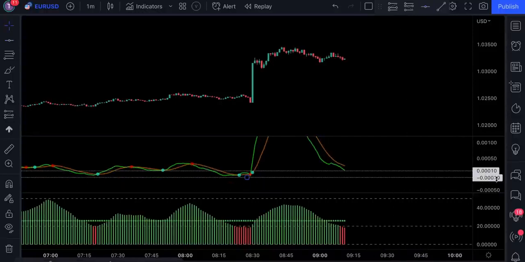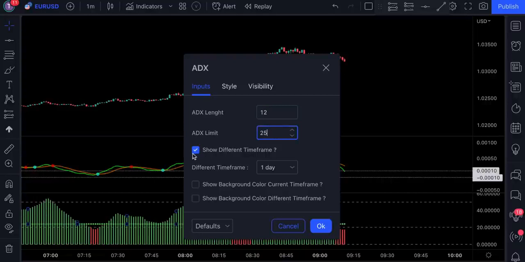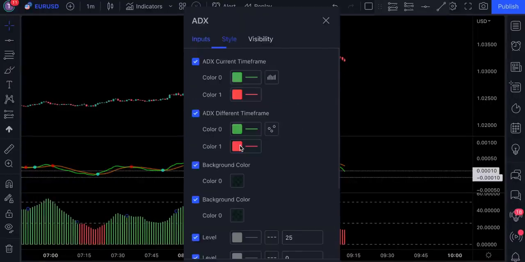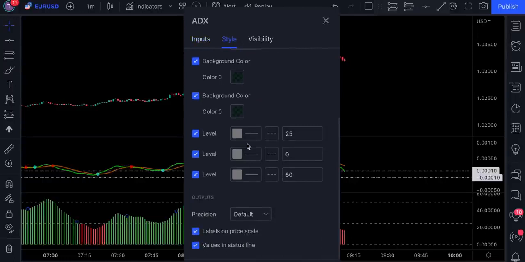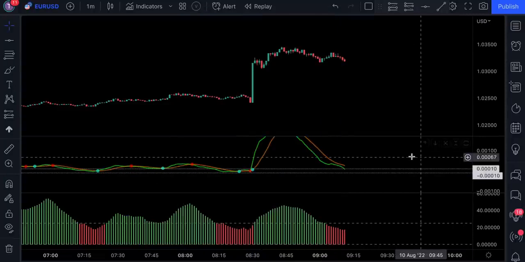Okay, now let's make some adjustments to this ADX indicator. So first let's change the ADX length from 14 to 12 and the ADX limit from 20 to 25. Also let's disable this option. And in the style section, let's get rid of this 50 level. Alright, the strategy is ready, now let's understand the entry rules.